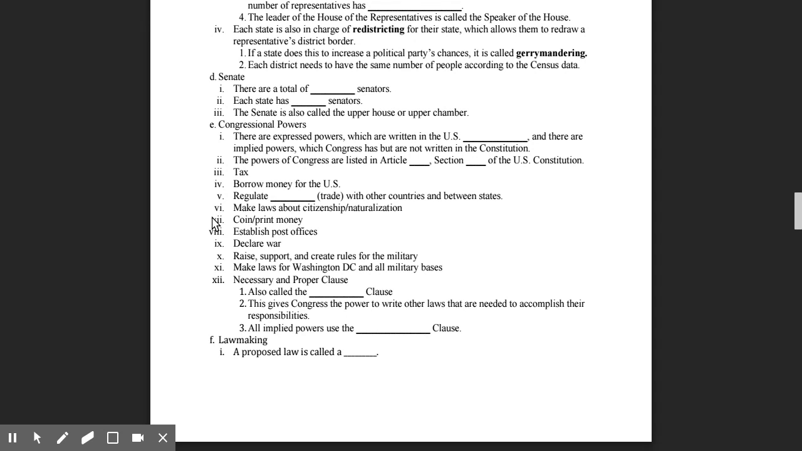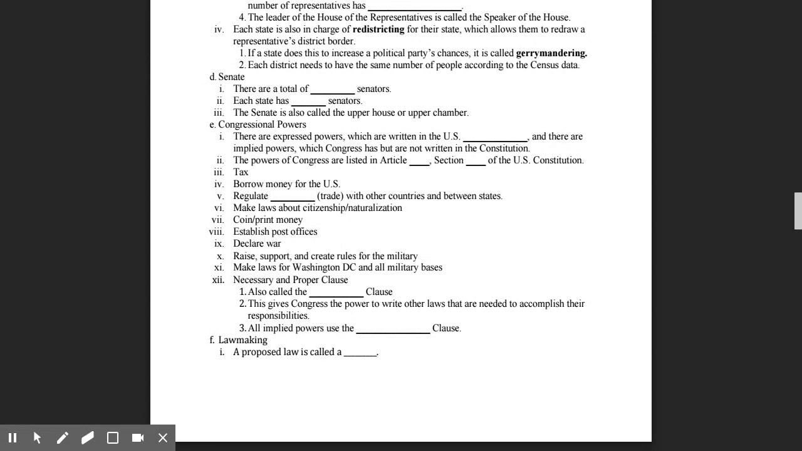They can coin and print money. They can establish post offices, declare war. They can raise the military, support the military, and create other rules for the military. They can make laws for Washington, D.C. and all military bases. And they have what's called the Necessary and Proper Clause.